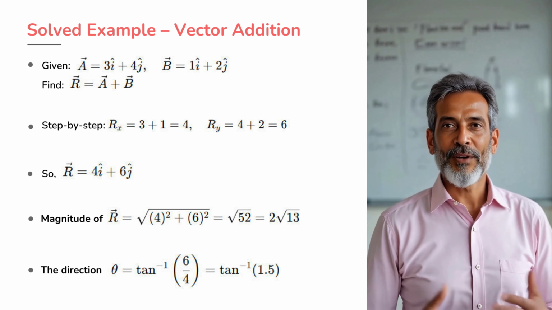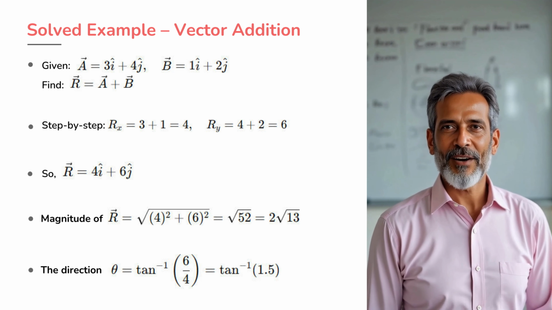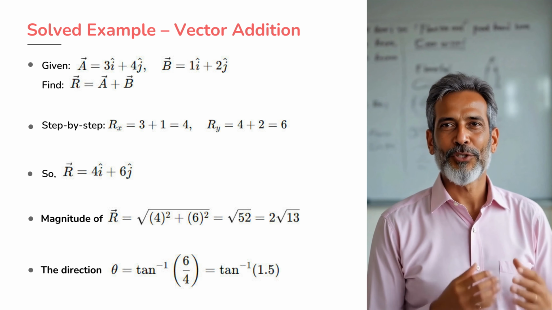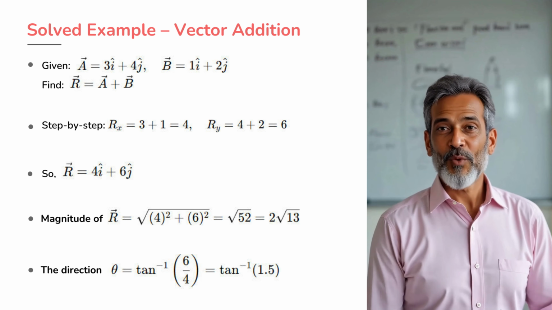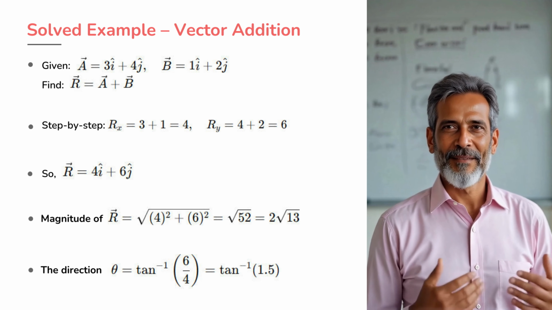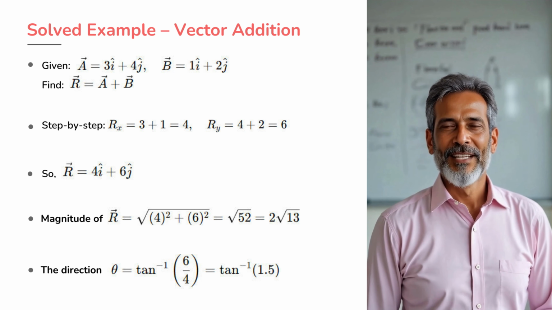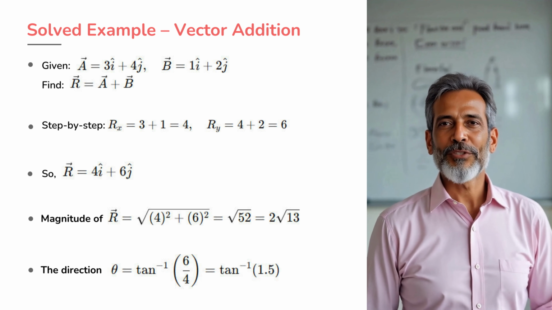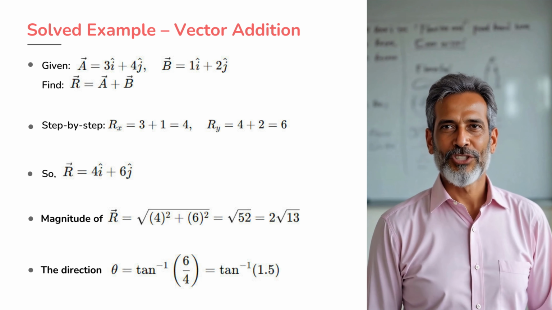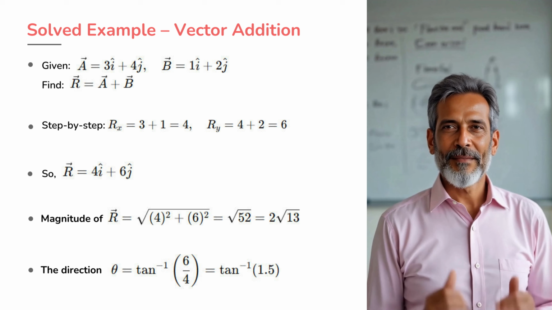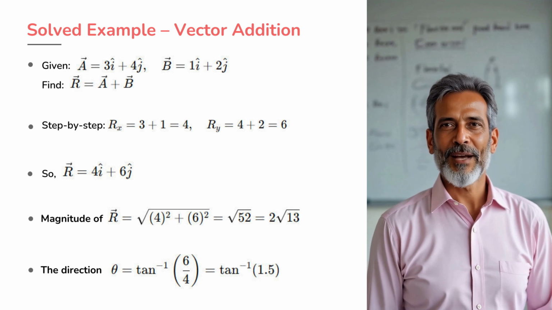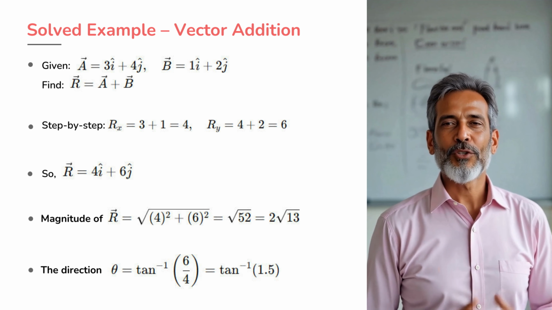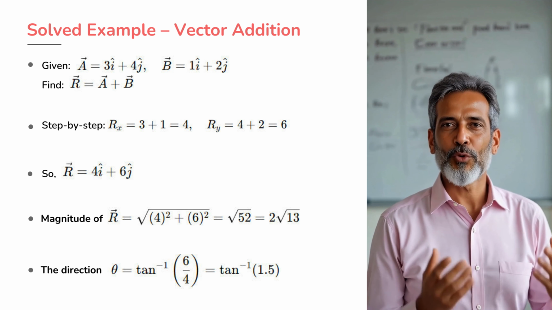Now, what about the magnitude of this resultant vector R? Use the formula for magnitude, square root of R subscript x squared plus R subscript y squared. Calculate square root of 4 squared plus 6 squared, that is square root of 16 plus 36, which equals square root of 52. We can simplify that to 2 times square root of 13. So, the magnitude of R is 2 root 13.